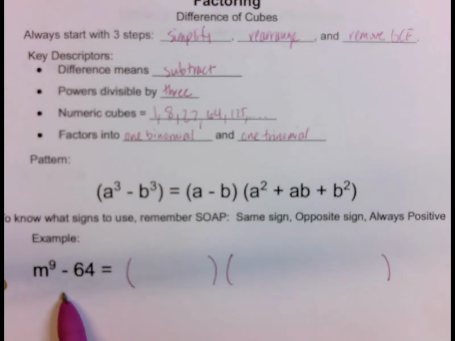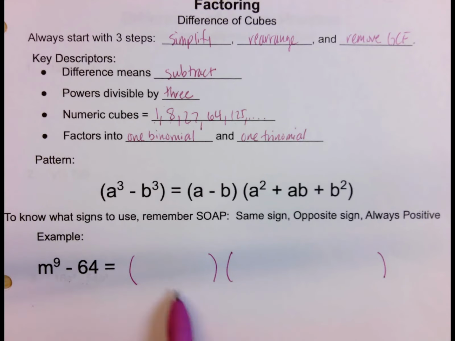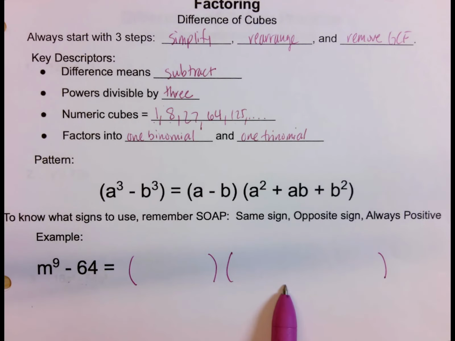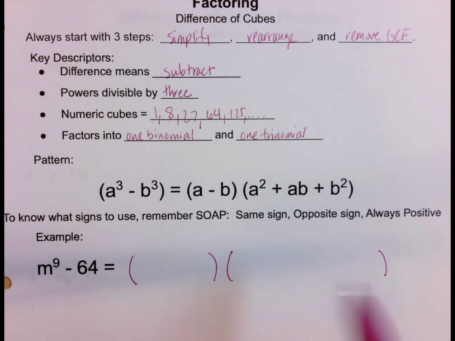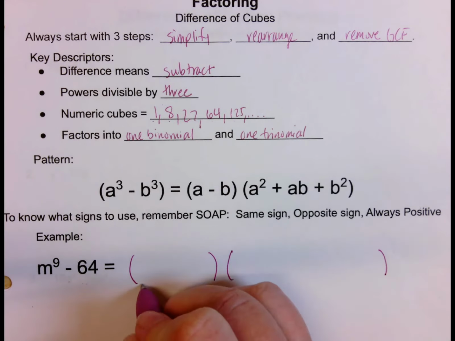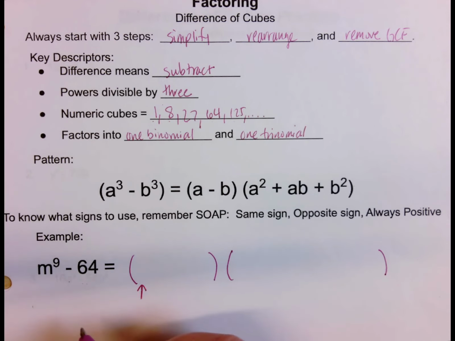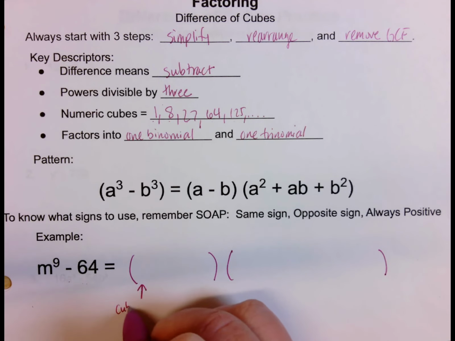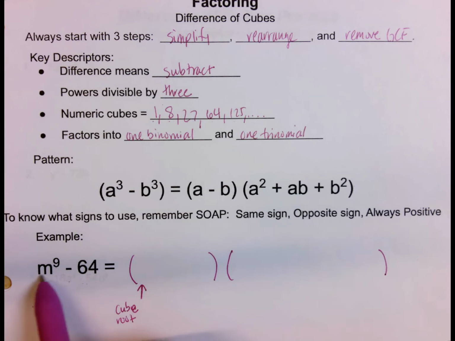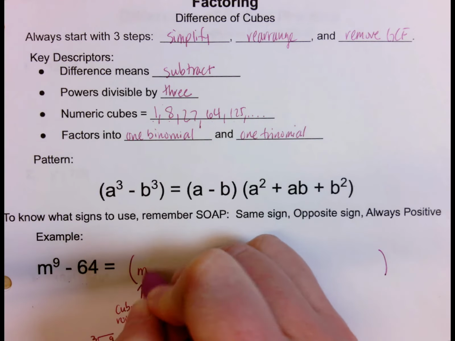We know that this is going to be a difference of cubes, and now we're going to split it into two factors, a binomial and a trinomial. Okay, so here's what we're going to do. The first position, just like last time was a square root, this time it's going to be a cube root. We're going to take the cube root of the first term. So cube root of m to the 9th is m cubed. So that's what goes right here.